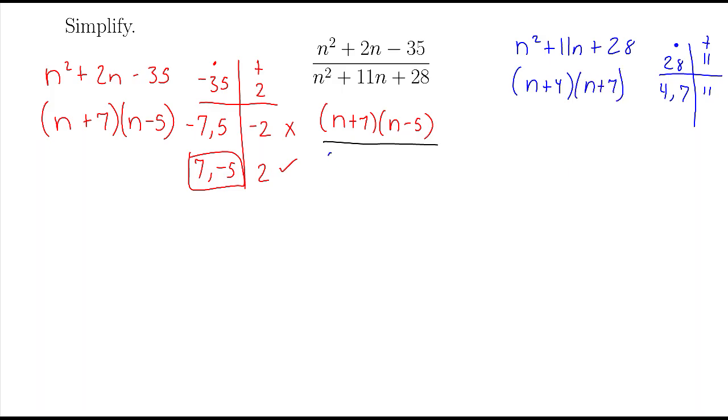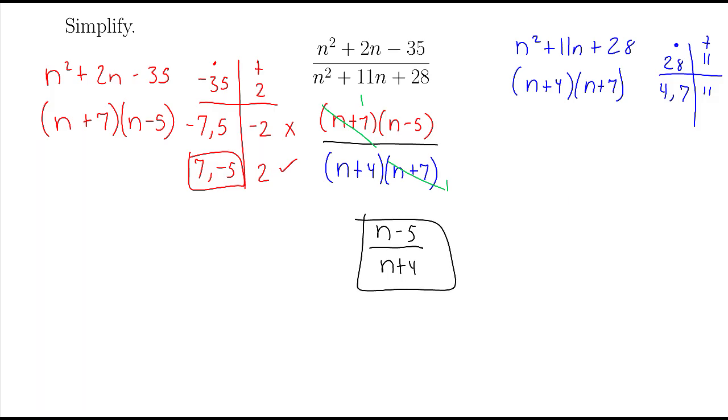Once the rational expression is written out as a fraction of factored terms on the top and on the bottom, we can easily say that n plus 7 divided by n plus 7 is 1 over 1. So really this becomes 1 times n minus 5, which is n minus 5, over n plus 4 times 1, that would be n plus 4. So the simplified form of the original rational expression is n minus 5 over n plus 4.